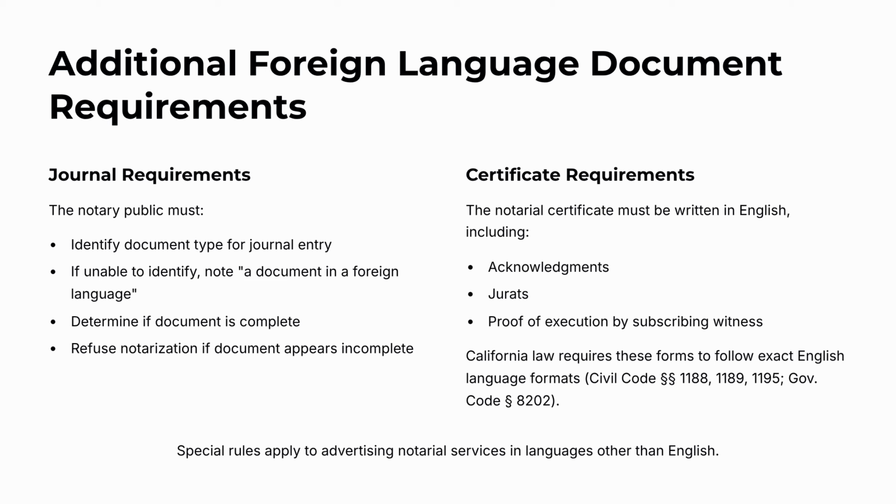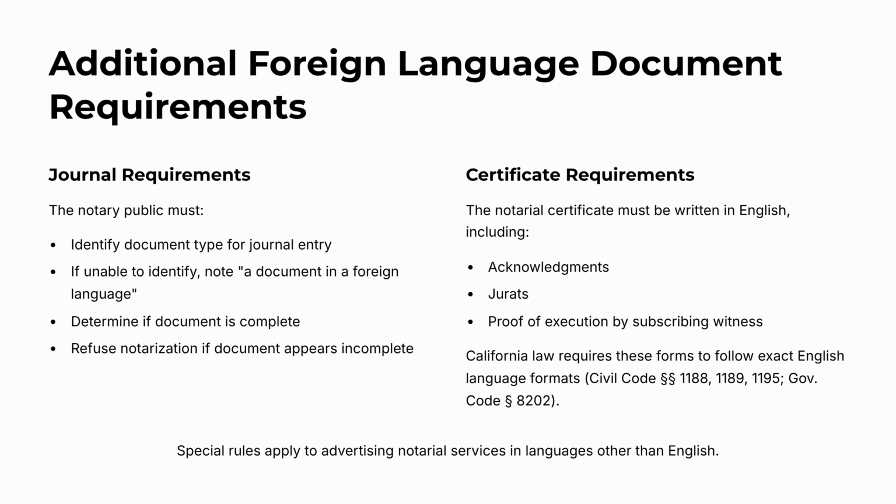The notary public should be able to identify the type of document for entry in the notary public's journal. If unable to identify the type of document, the notary public must make an entry to that effect in the journal, e.g., a document in a foreign language. As in all cases, the notary public should determine if the document is complete and must not notarize the signature if the document appears to be incomplete.